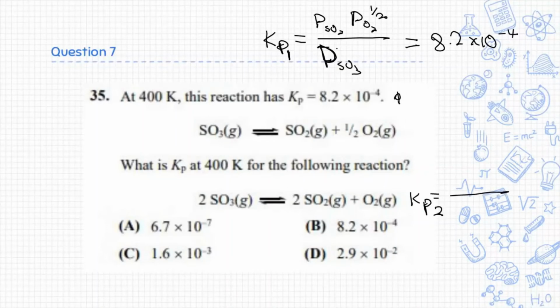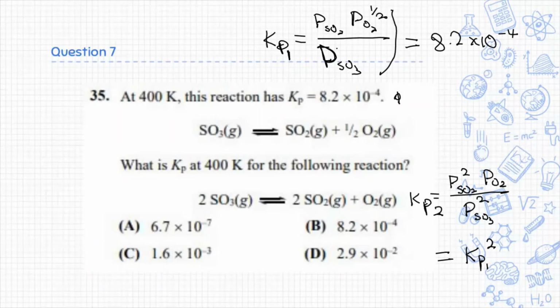It's perfectly valid for them to be fractions. And here, Kwan is writing the Kp of the other reaction. What you might notice, if you look hard, is that this is actually the first K value squared, right? Because square PSO2, you get PSO2 squared, which is in Kp2. Square PO2 to the 1/2 power, and you get PO2, and PSO3 at the bottom. So Kp2 is just Kp1 squared.